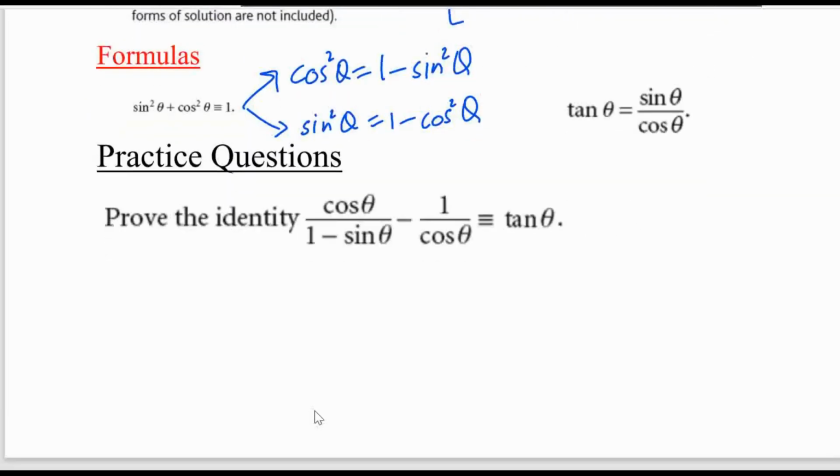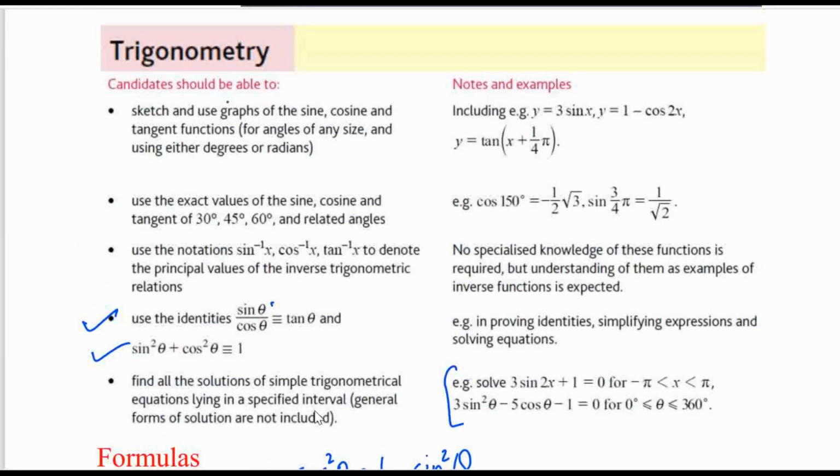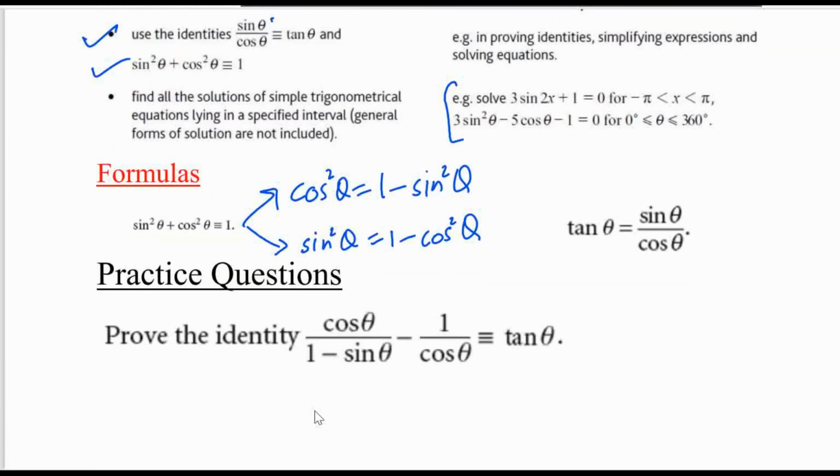Let's move to the first practice question, and now we will divide the content into two portions. The first one we will cover today, in which we have to prove the identity, that portion we will do today, and then in the next class we will discuss how to solve the trigonometric equations using these two identities.